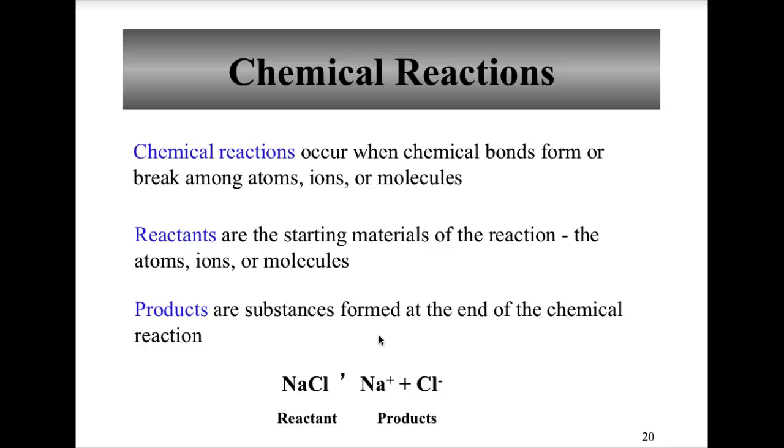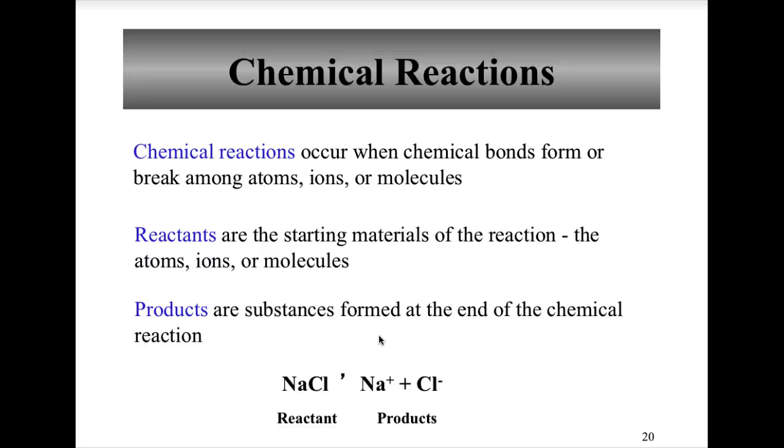So in understanding chemical bonding, we have both ionic and covalent, and then we add our few types of covalent bonds. We have the nonpolar, polar, and then from that we had hydrogen bond, which would be our third type of bond. We understand chemical reactions. A chemical reaction itself occurs when chemical bonds form and break among atoms, ions, or molecules. And what happens is you could form a chemical equation. Reactants are the starting material of the reaction, the atoms, ions, or molecules, and they can form the products, which are substances formed at the end of the chemical reaction.